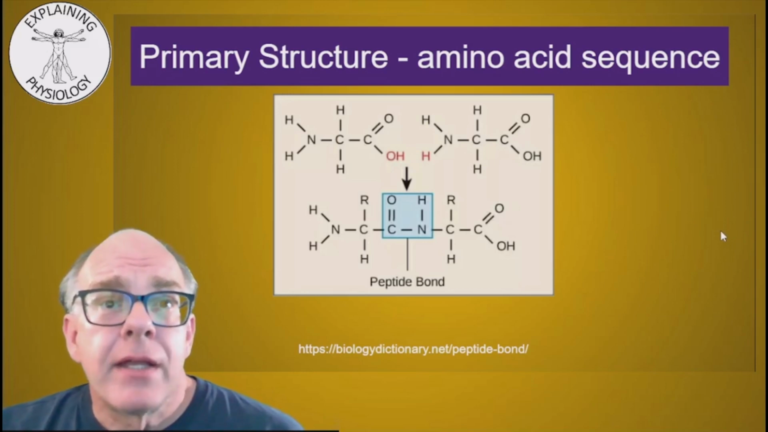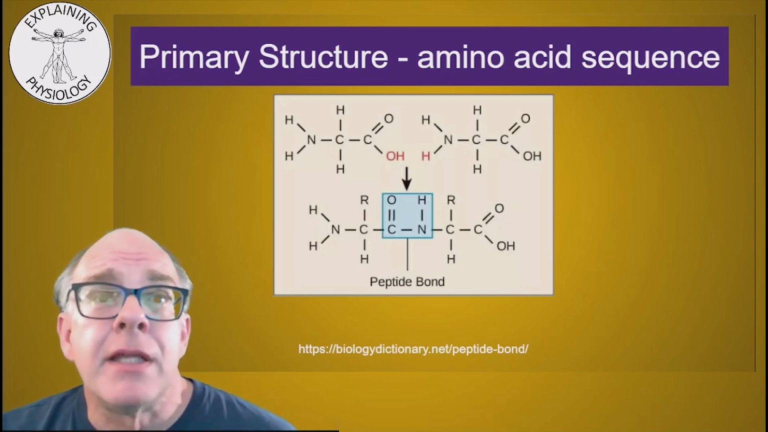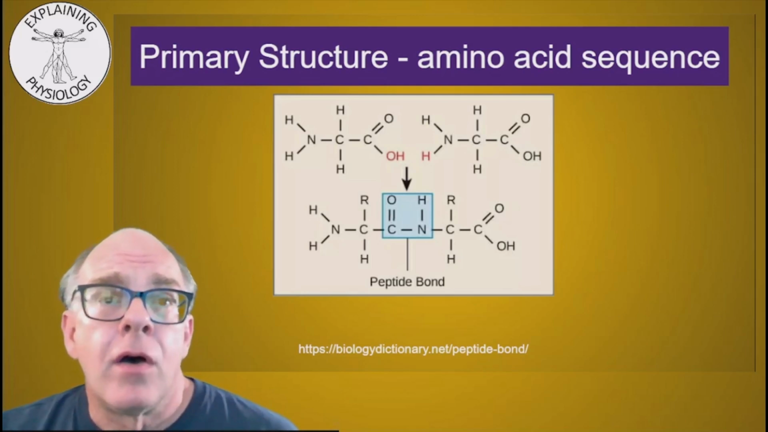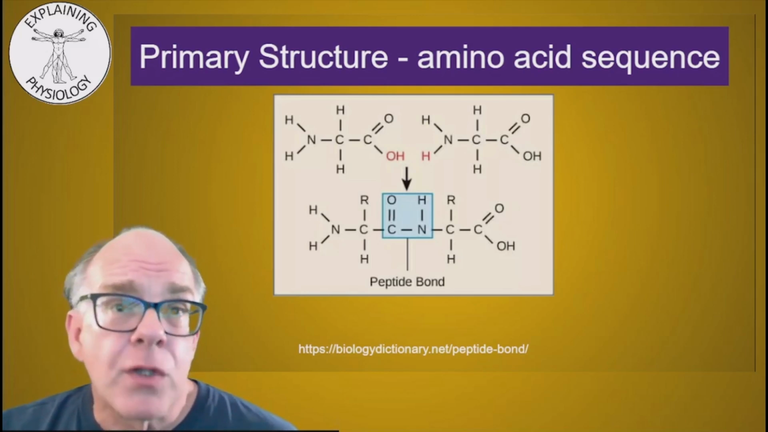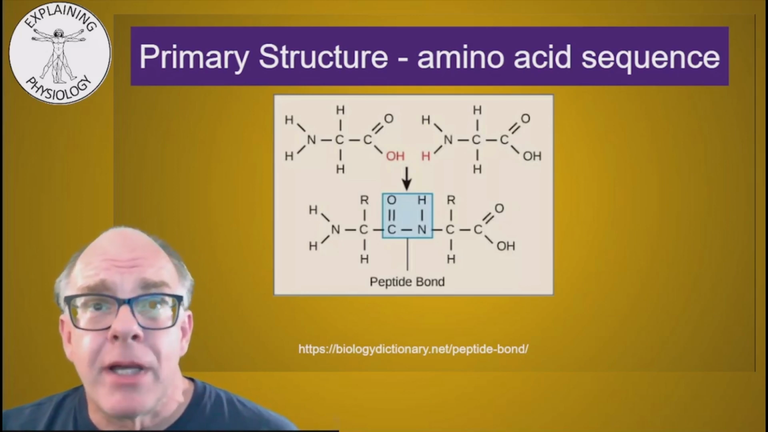So starting out, taking a look at the protein structure, the primary structure is simply going to be the amino acid sequence of that protein. And so amino acid 1, amino acid 2, amino acid 3. And they're going to be put together with a peptide bond.